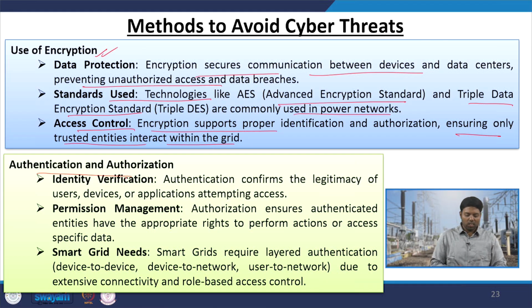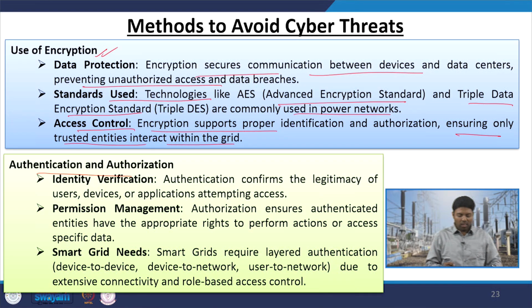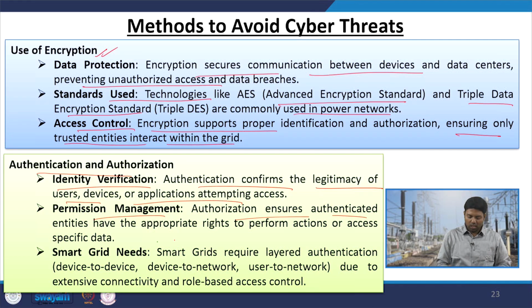Then you can use authentication and authorization. That means if something is alarming, or one customer is requesting for power, first give an authorization signal, like a password, to check whether that customer is a real customer or a cyber attacker. Okay, identity verification. Authentication confirms the legitimacy of the user's devices or application attempting access. Then permission management: authorization ensures authenticated entities have the appropriate rights to perform actions or access specific data.